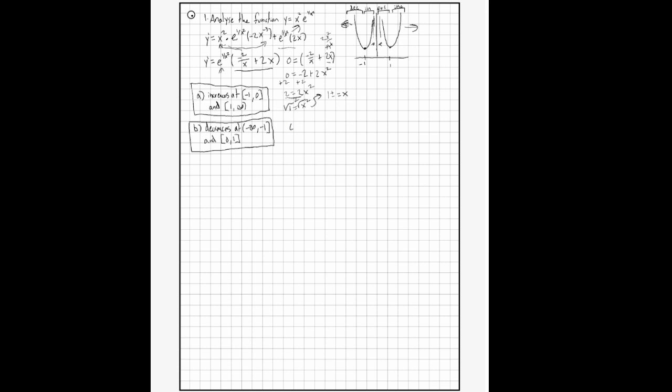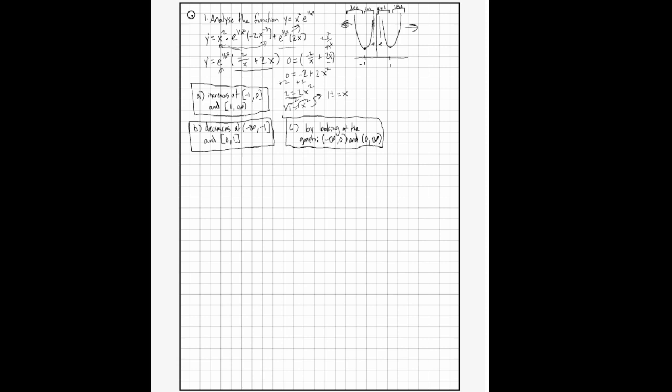So the answer for C, by looking at the graph, is -infinity to 0, again, because there's an asymptote at 0, and 0 to infinity. Right, that's part C of question 1. Alright.